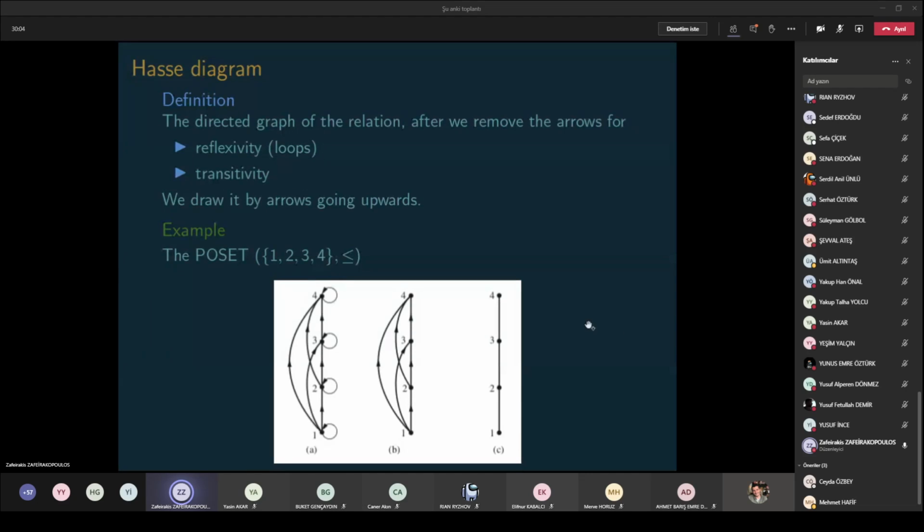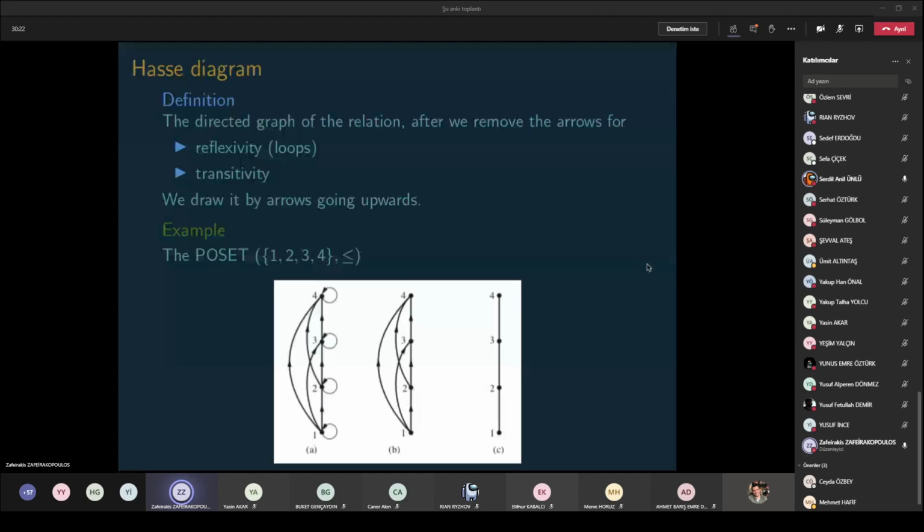So, any question about how to draw the Hasse diagram? This is called the Hasse diagram of the relation of this poset. The Hasse diagram of the poset. Okay. No questions? Perfect.